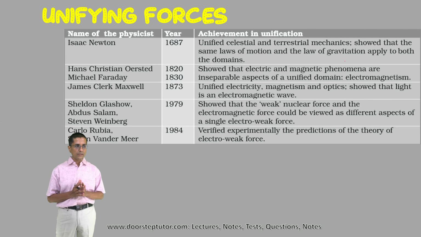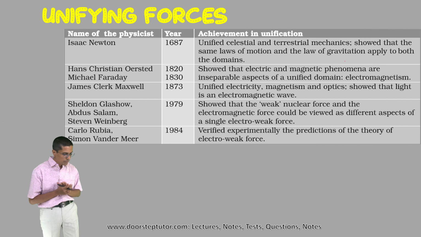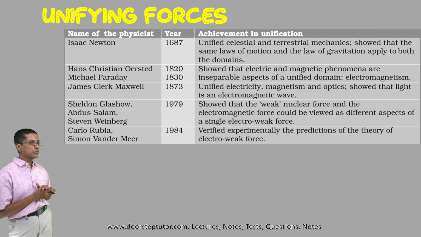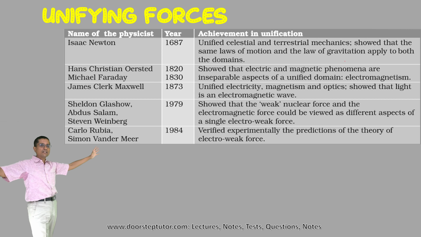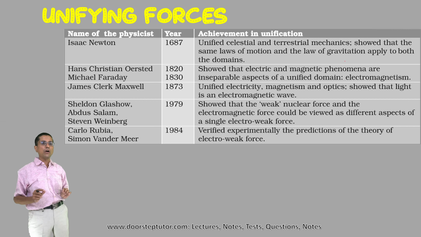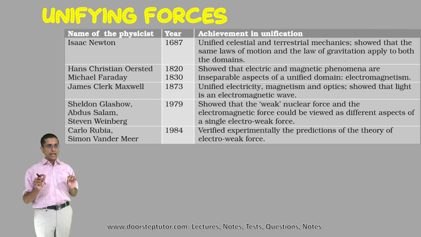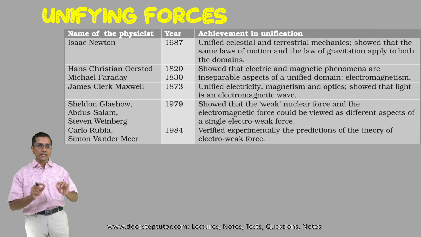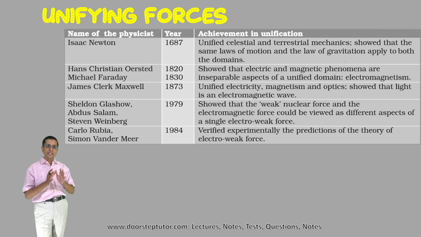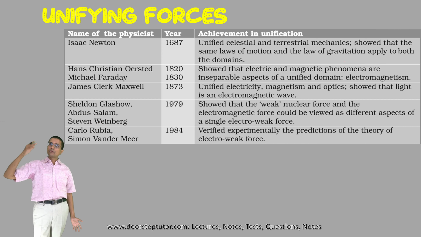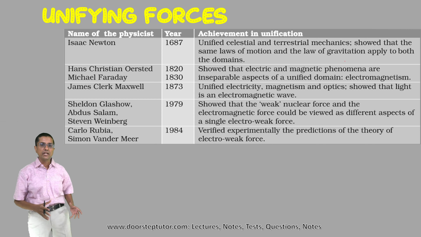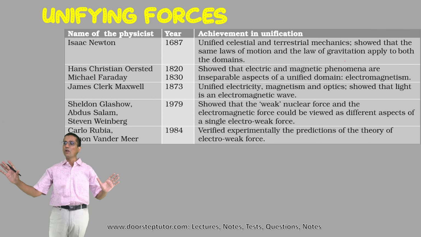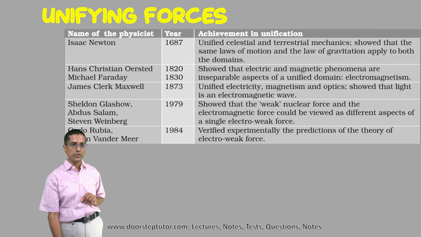Now, like we said, one of the most important objectives of physics is to unify our entire understanding of this universe into as few laws as possible. Here are some of the scientists who have done great endeavors in unifying the various things that we see. Two observations might seem completely different, for example, an apple falling from the tree and the moon rotating, or the earth rotating around the sun. But Isaac Newton was the scientist who actually said that they are due to the same law of gravitation, which applies to both domains.